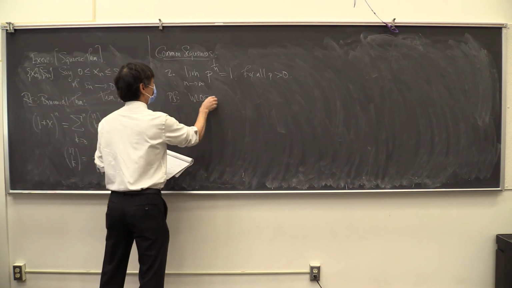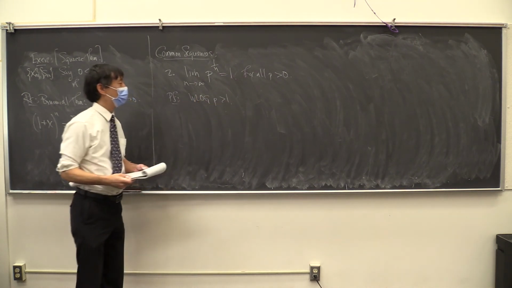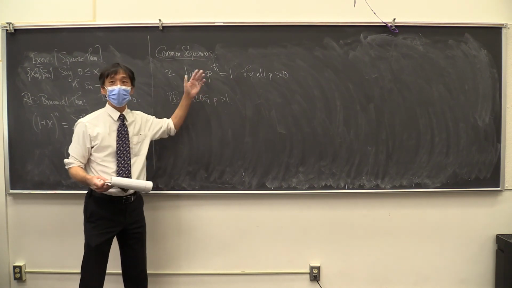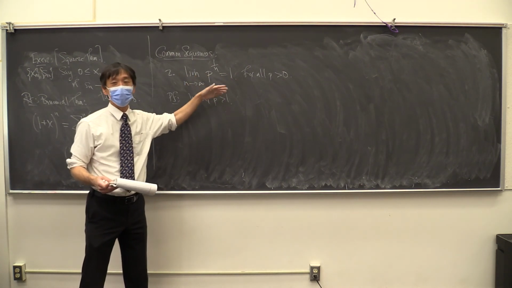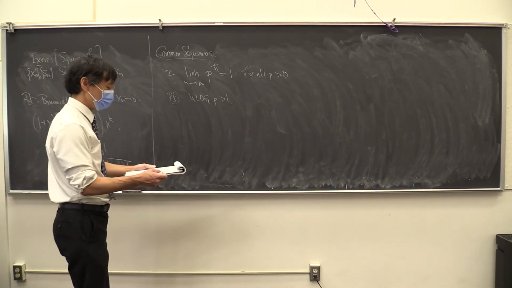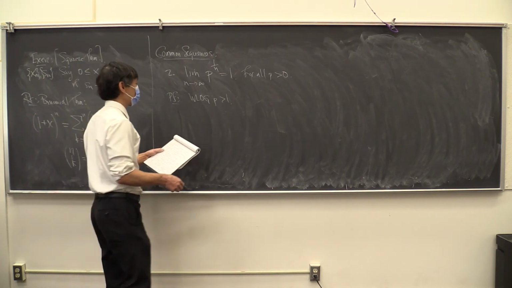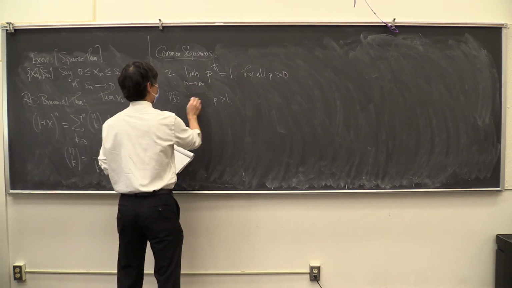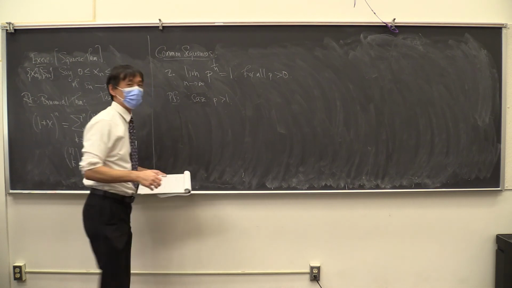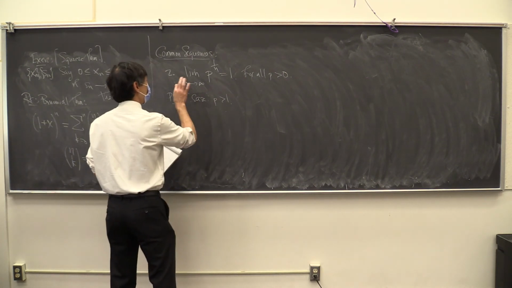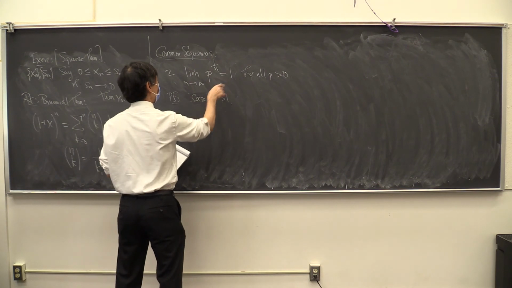We're going to prove it for p bigger than 1. Once you get it for p bigger than 1, you can just take reciprocals and then get the answer for p less than 1. So let's leave that out for a second and look at the case of p bigger than 1 only. We want to show that the limit of this thing is equal to 1.